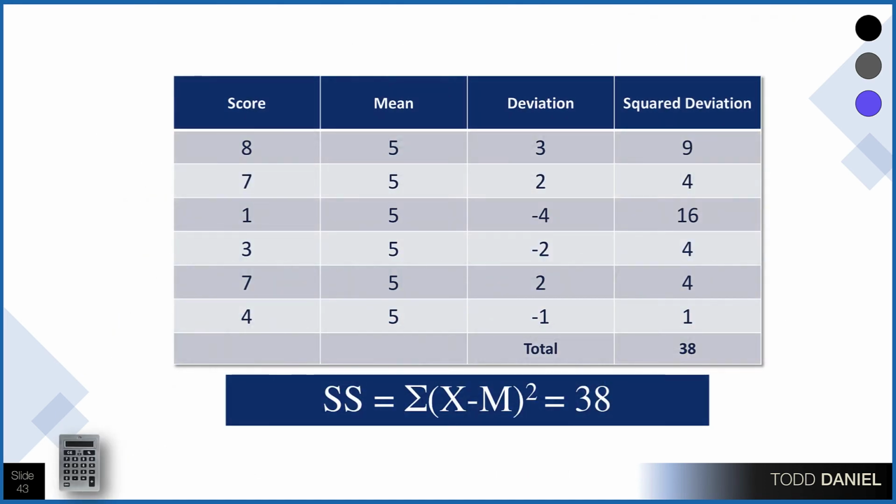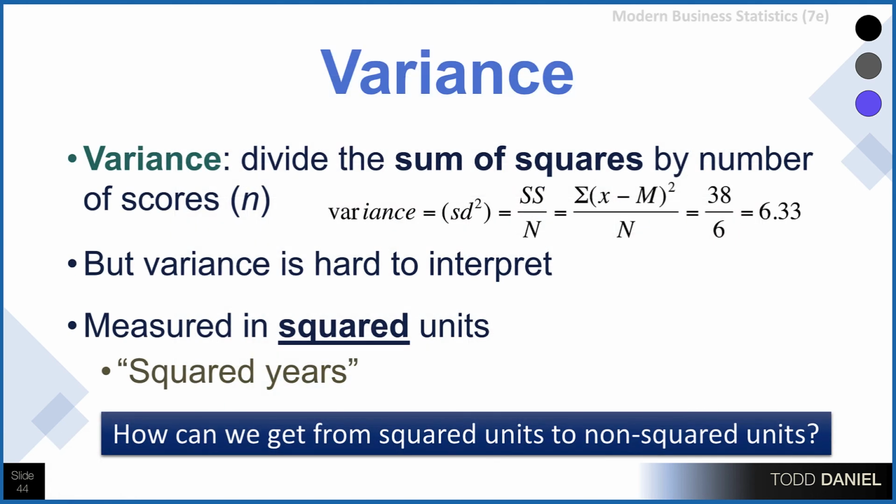We have created deviation scores, some of which are positive, some of which are negative. We have squared those deviation scores, and they add up to 38. The next logical step, let's just divide by n. And it gives us a value of 6.33. And this is called the variance. Now, variance is important. We're going to learn a set of techniques called analysis of variance.